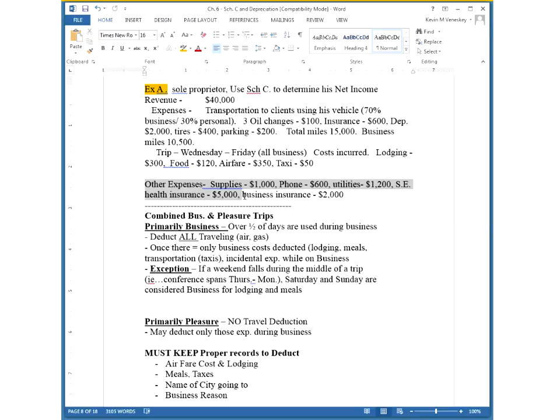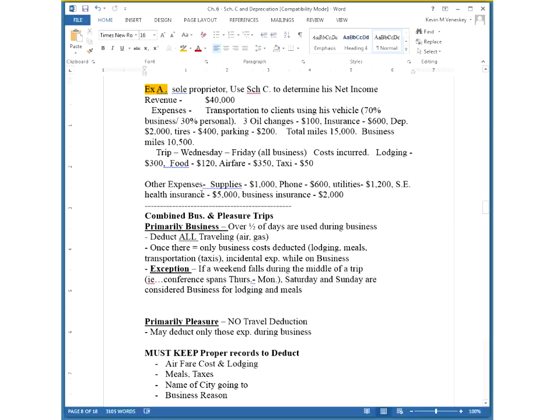Self-employed health insurance, can't deduct that. That is something that has to go on your 1040, on the front side of the 1040 as a deduction. It is not allowed as a deduction for your net income, and that's a bad thing, I think.